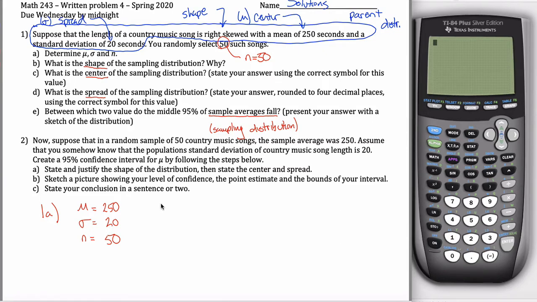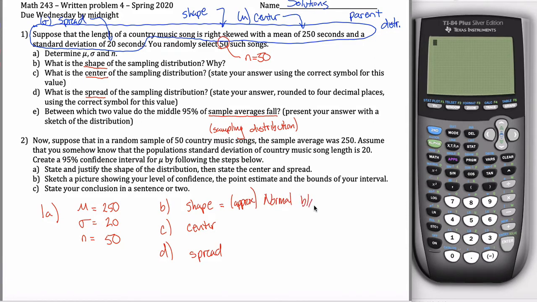For 1B, C, and D, this probably could have all been one part. It asks you about the shape, center, and spread. But the thing to note is it's not the shape, center, and spread of the parent distribution, the stuff in blue. It's the shape, center, and spread of the sampling distribution, which is why I'm writing it down here in red. The shape of the sampling distribution is tempting to say that it's right skewed because it does say the words right skewed right here. However, the shape is not right skewed. It's normal, or if you want to be picky, approximately normal. Either way is fine. Wait, that's weird.